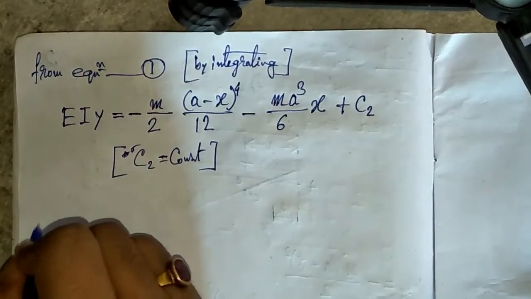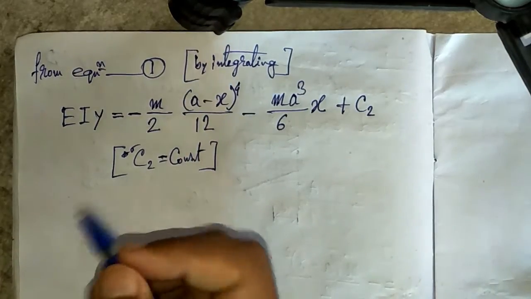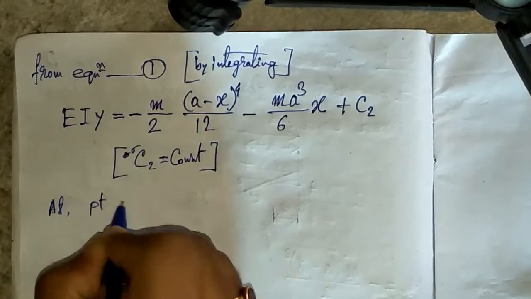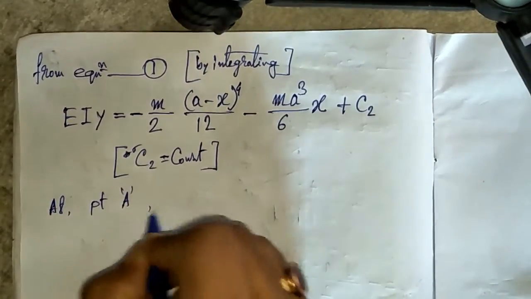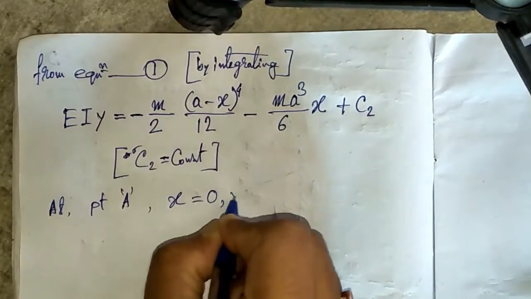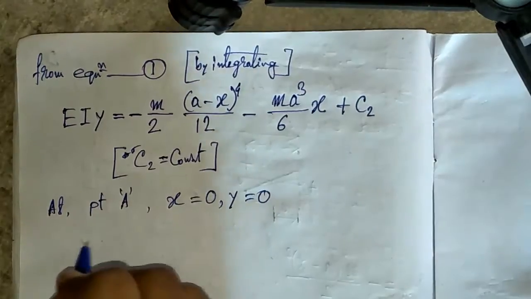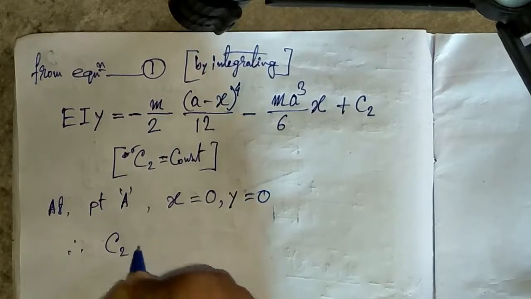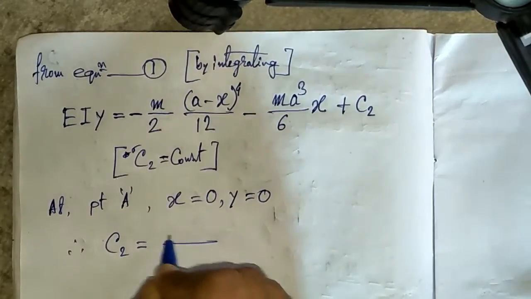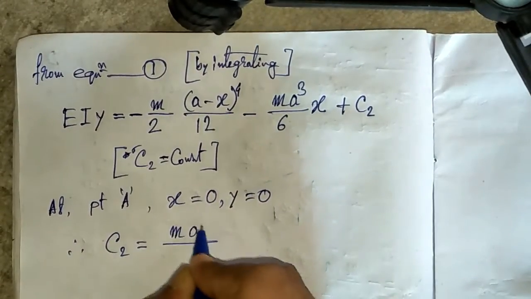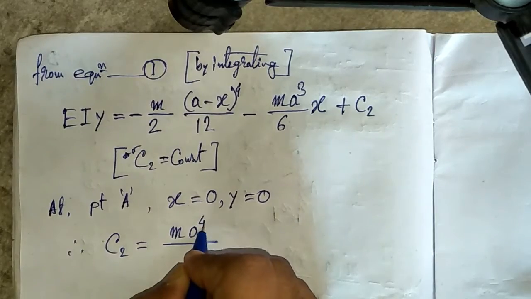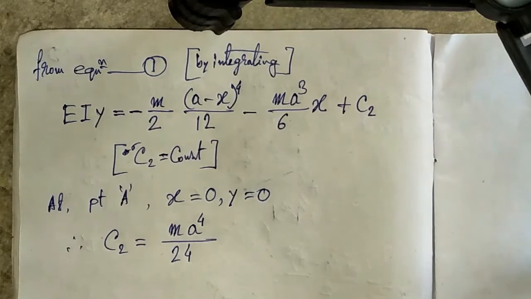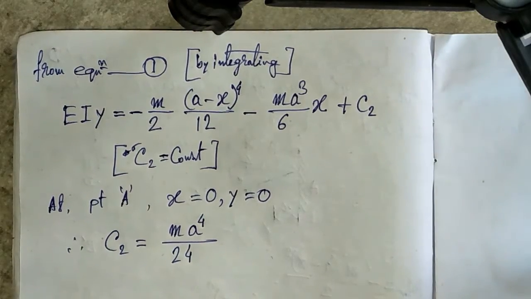So again, at point A, by substituting the conditions of point 1, at point A the value of x is 0 and the value of y is also 0. So we get the value of C2 is equal to m a to the power 4 by 24. This is the value of C2, m a to the power 4 by 24.